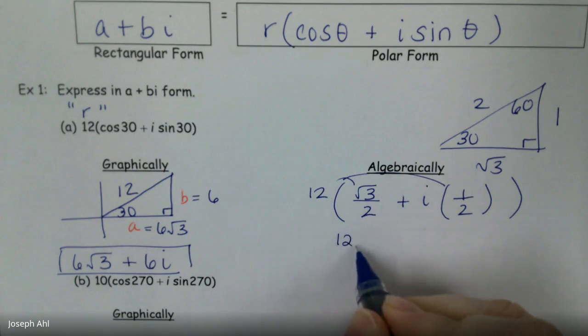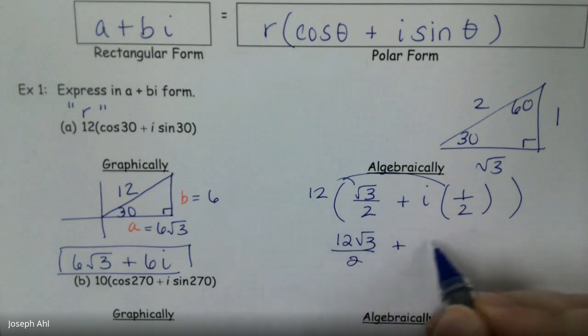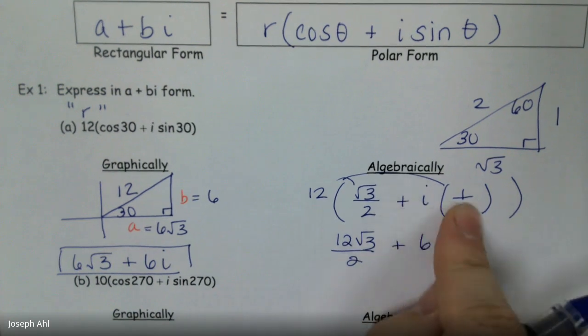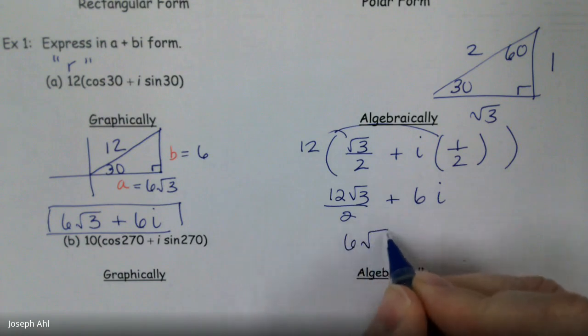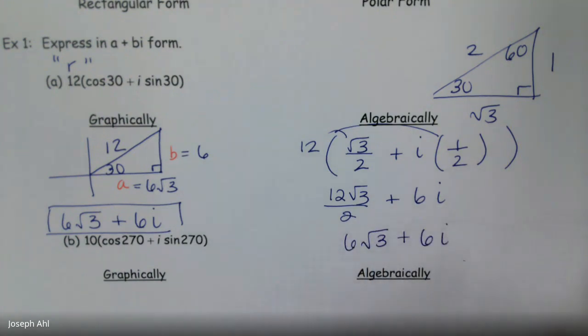So you would get 12 radical 3 over 2 plus, when I do half of 12, that's just what, 6i at the end there? And then, of course, if you take half of 12 in that first term, you do get the same thing, 6 radical 3 plus 6i.